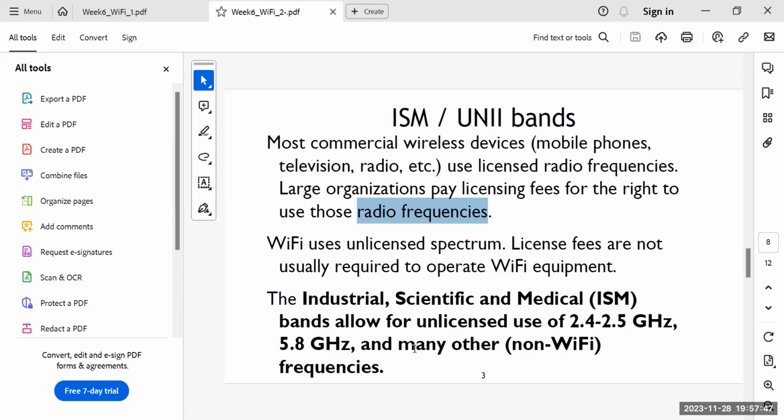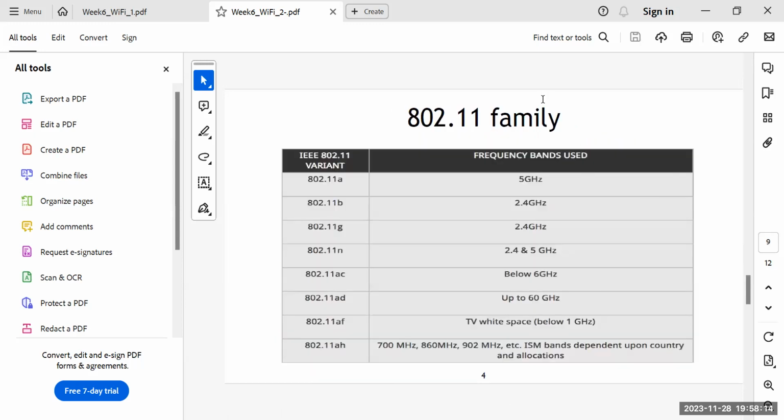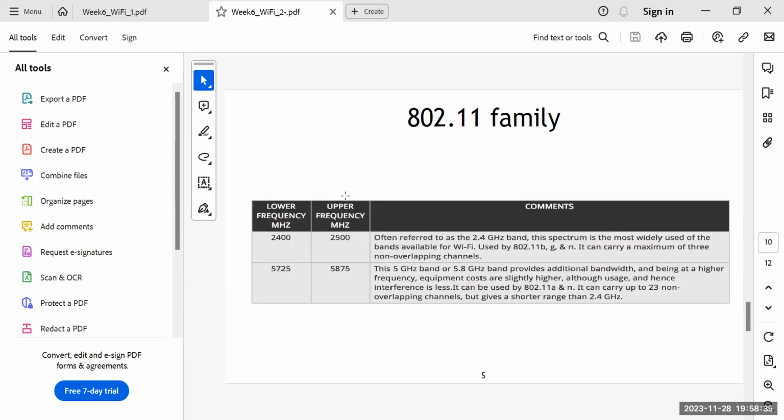The organizations that set different kinds of standards have defined certain bands of frequencies, certain ranges of frequencies, that are considered the ISM band. It is usually for industrial, scientific, and medical bands, and it allows for the unlicensed use of these kinds of frequencies. Okay, the 802.11 family. We have initially talked about A, B, and G. On the same lines, we also have N, AC, AD, AF, AH. These are all the variants that fall under the umbrella of IEEE 802.11, right?